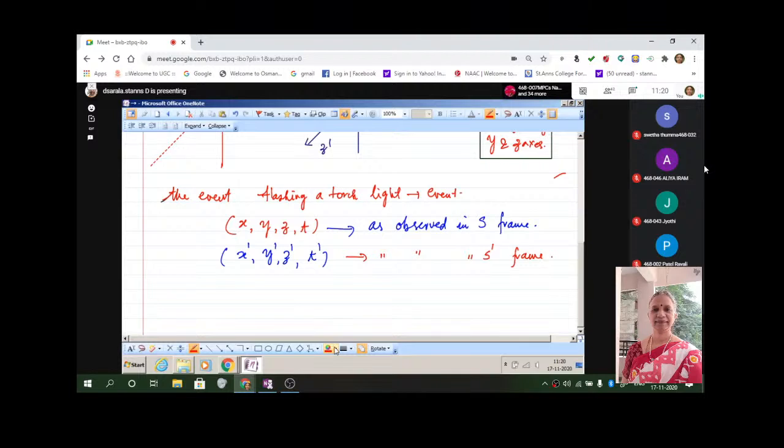A very important observation here is that at time t equal to t dash equal to 0, this is the start of the event. Both S and S dash start from the origin. They are coincident. The origins do coincide at time t equal to 0. Okay, fine. So far so good.